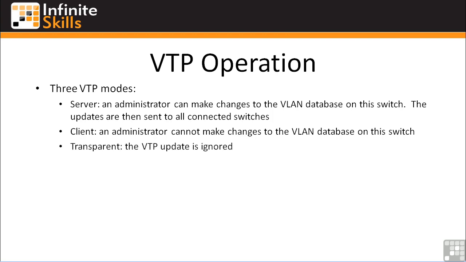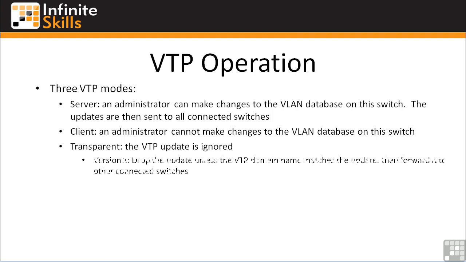The third is transparent mode, and you'll recall that we said the VTP update is ignored, and this is where the differences between version 1 and version 2 VTP come into play. If you're running version 1 VTP, the switch will drop the update unless the VTP domain matches the update, and then it will forward it to other connected switches. It still will not consume the update. It won't update my VLAN database with this update, but it will forward it to everybody else.